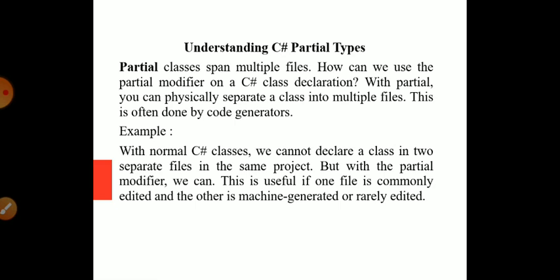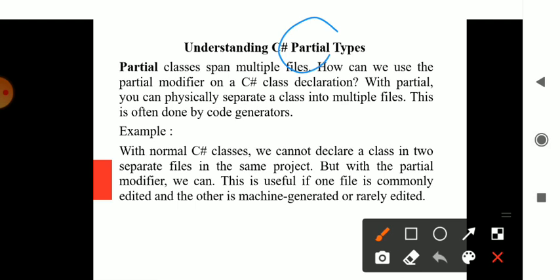And the next one is partial types. One of the new concepts which you will be learning in C# is partial types. As the keyword says, partial means a program which is divided into sub parts. One class or multiple classes may be declared in the main class. So those subclasses become the partial types.